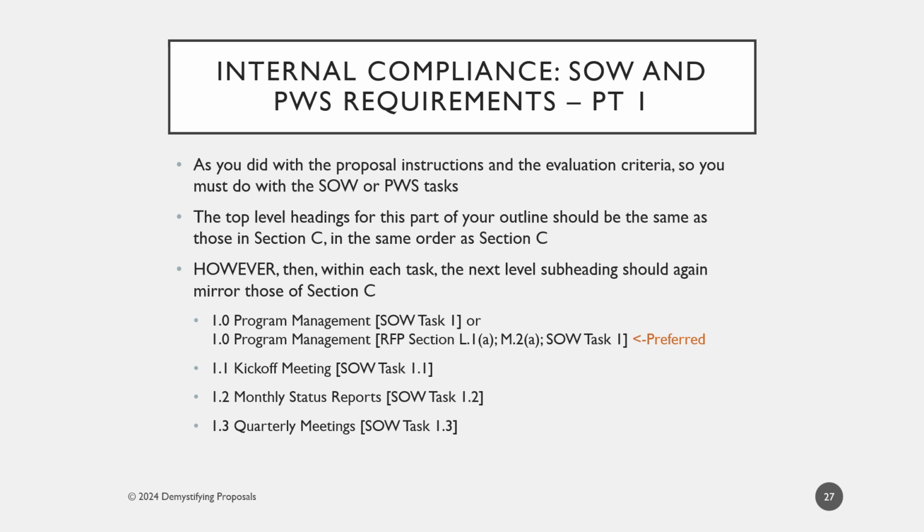So this depends on what your page limits are, whether you can break down the tasks. But if you can, it's a really good way to show, again, compliance. So within program management, the first three things they asked us for in this example were a kickoff meeting, monthly status reports, and quarterly meetings. So our subsections of program management level 1.0 were 1.1, 1.2, 1.3, quarterly meetings, monthly status reports, kickoff meeting.